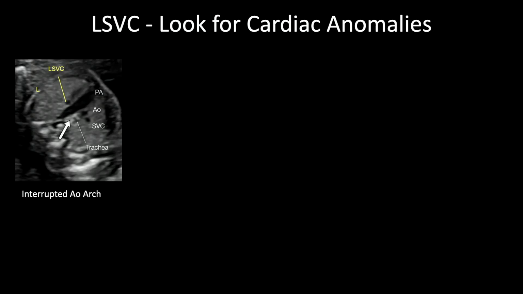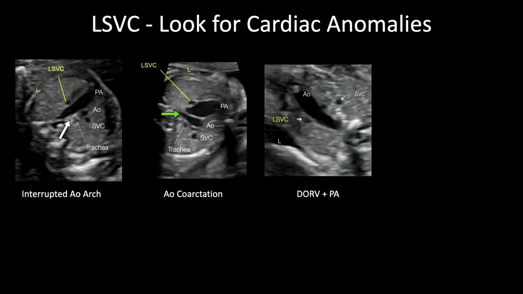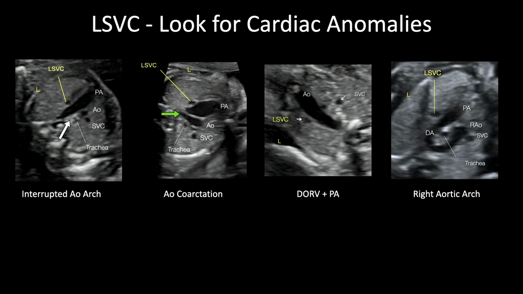Now, when you have a persistent left superior vena cava, before you determine that this is a normal variant, you need to look at the heart and do a fetal echo because it is associated with a fairly large number of fetal cardiac malformations: interrupted aortic arch, aortic coarctation, double outlet with pulmonary atresia, and right aortic arch, as you see here.